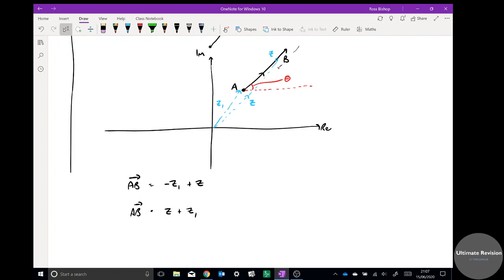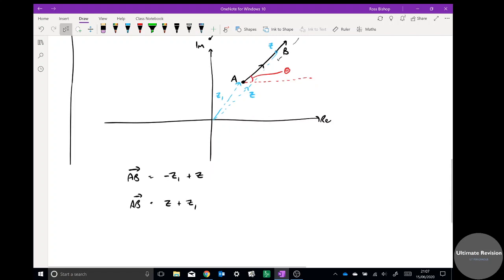Z minus Z1. Sorry, Z minus Z1. So that's that vector. Now I want that vector to be on a specific angle at all times. At the moment, that's just a vector from this point to any point on the Argand diagram.